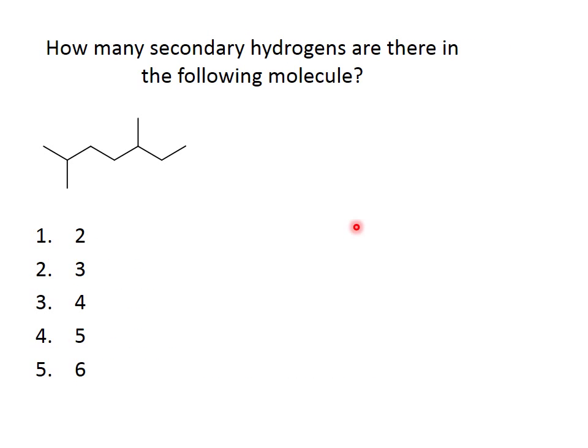All right. How many secondary hydrogens are there in the following molecule? Remember that a secondary hydrogen is on a secondary carbon. If I look at how many secondary carbons are here, we have 1, 2, 3. Every secondary carbon must have 2 hydrogens on it, so the correct answer is 6.